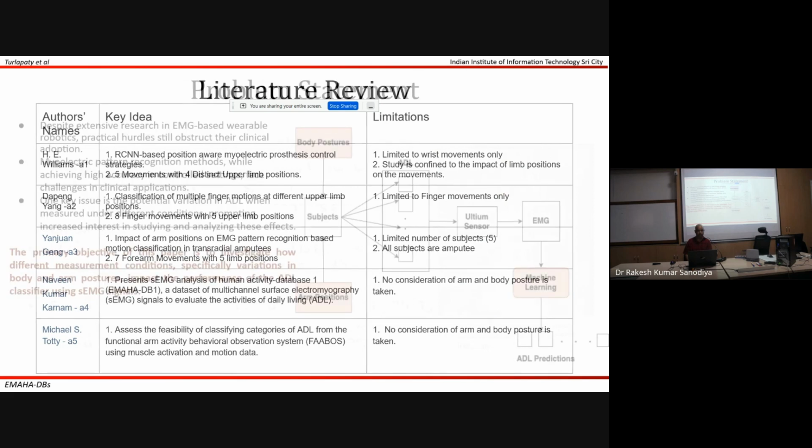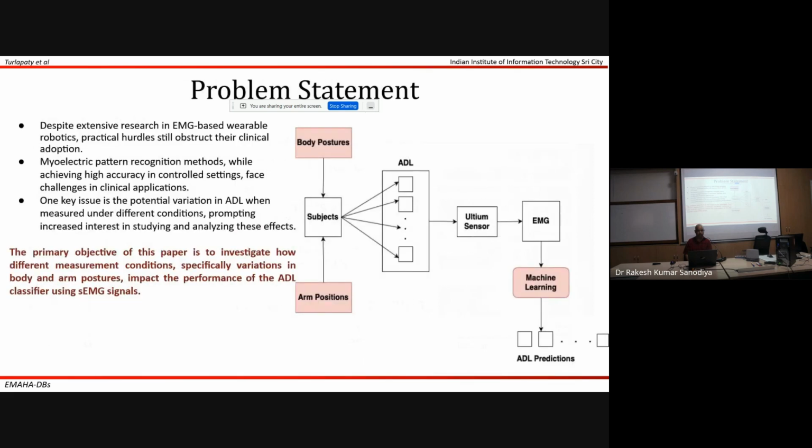If you look at the problem statement, there's a lot of research in EMG. For example, if you search, you will find hundreds of models that can do machine learning and pattern recognition of electromyography signals or any similar signals, which can convert the data into these activities. But the main problem is these data sets are usually built on one single condition. Either a person is sitting or standing, but there is not much variation. So here the goal is to comprehensively look at the impact of these body positions and arm positions on the performance of this conversion of the signals to the categories.